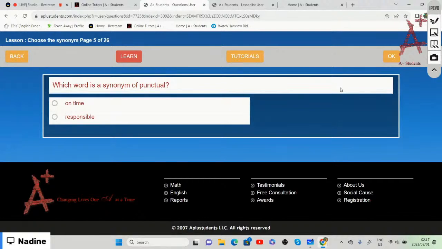Which word is a synonym of punctual? If somebody is punctual, they are on time.